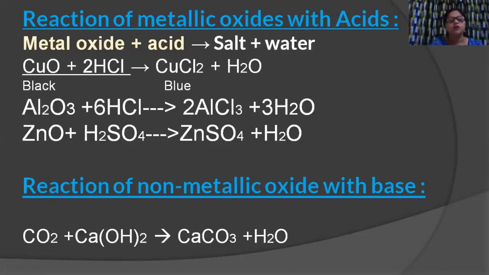We can also confirm it with a litmus test. When you dissolve metallic oxides in water, you will get metallic hydroxide. When you put red litmus paper in the metallic hydroxide, it will turn blue, which proves that metallic oxides are basic in nature.